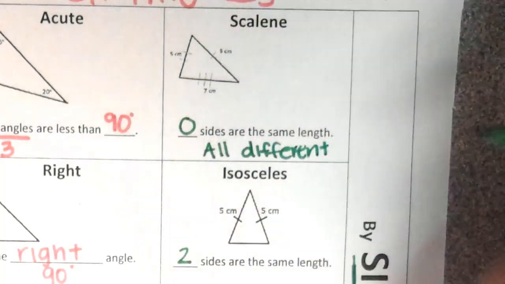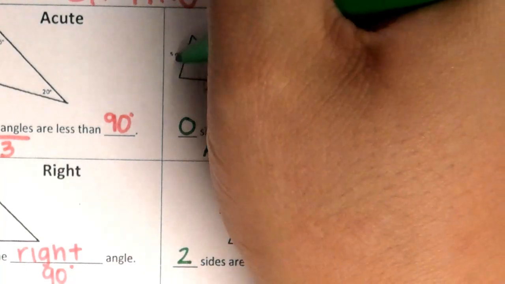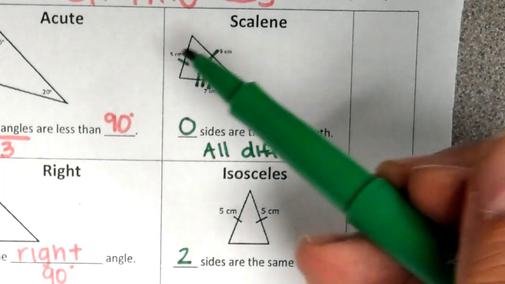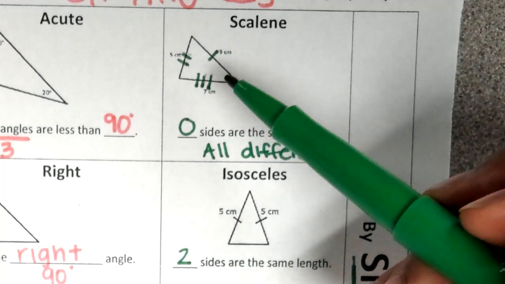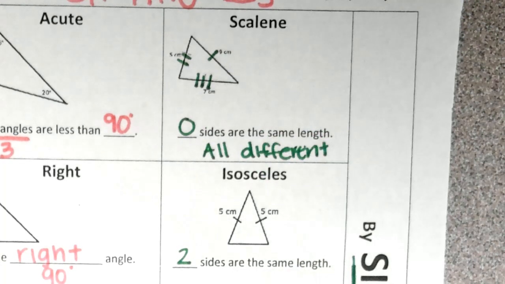None of them match. Can y'all darken the tick marks? This side has one tick mark. This side is two. That side is three. Do any of the sides have the same number of tick marks? So none of them are the same.